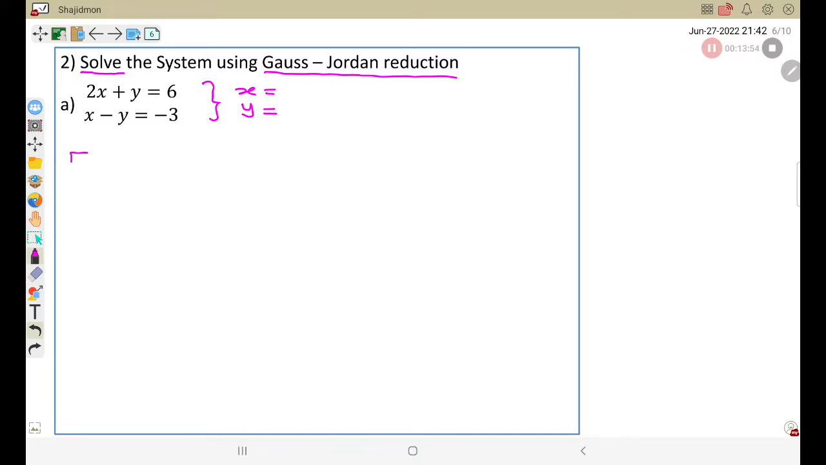So start with the augmented matrix, matrix [A | B]. What is the A matrix first? x has coefficient 2, y has coefficient 1. Put a line, right side number is 6. Second equation, x has 1, y has minus 1, right side number is minus 3. A 2 by 2 system is comparatively easy, not many steps. But when we go to a 3 by 3 system, many lengthy steps will be there, okay.